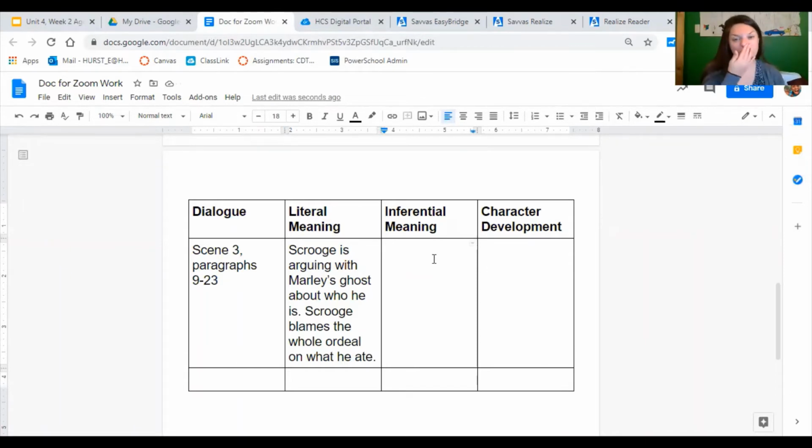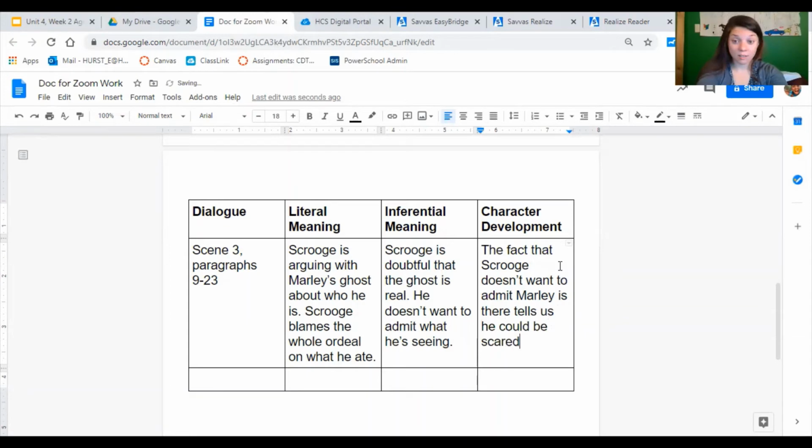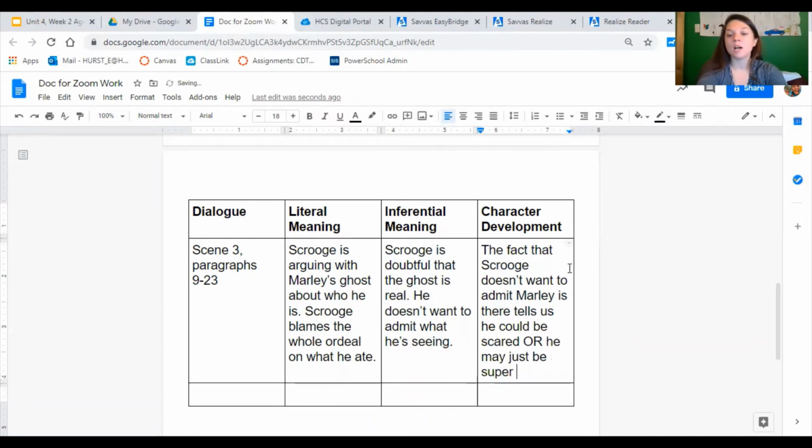So what can we infer then? Why would someone blame it on something they ate? I think Scrooge is doubtful that the ghost is real, right? He doesn't want to admit what he's seeing. So what does that tell us about Scrooge's character? The fact that Scrooge doesn't want to admit Marley is there tells us he could be really scared or regretful about what Marley might have to say, or he may just be super logical, right?